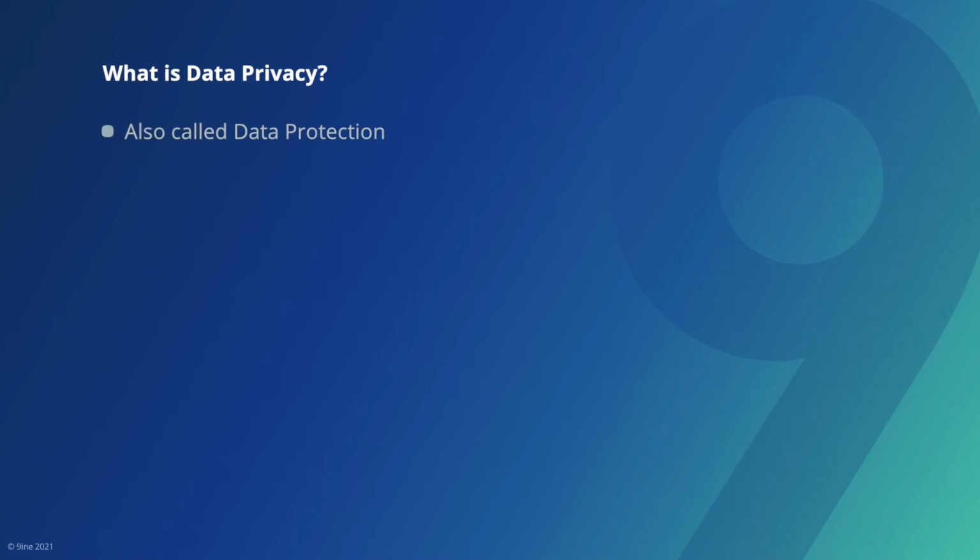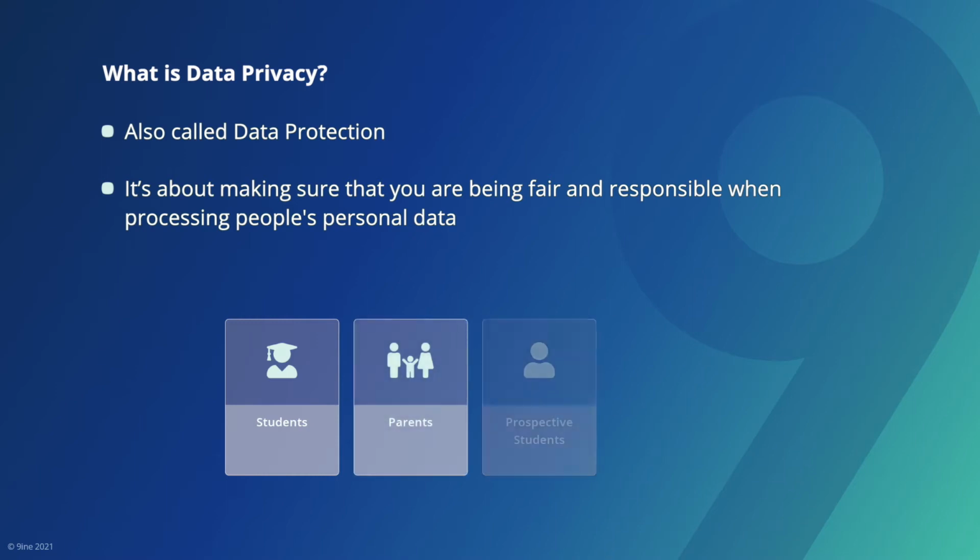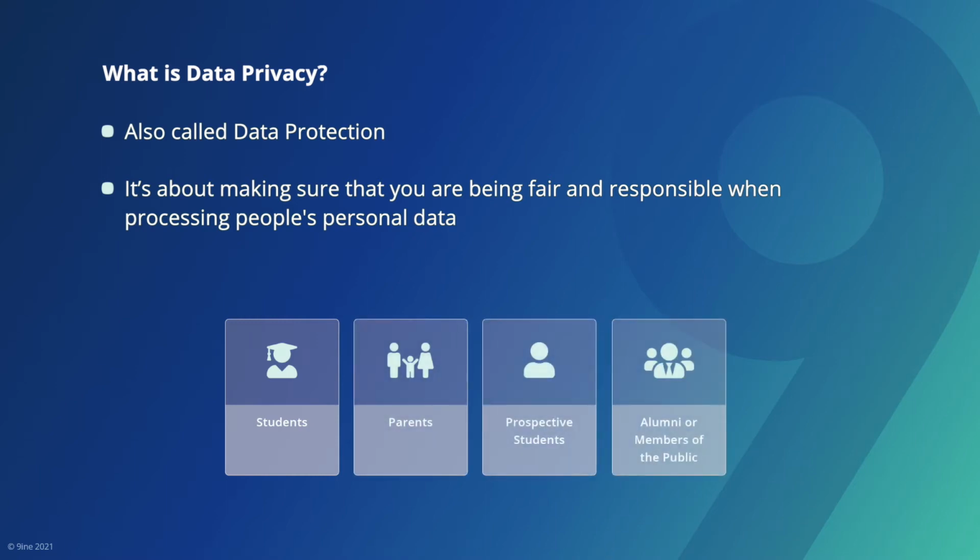Data privacy, also called data protection, is about making sure that you are being fair and responsible when processing people's personal data. These people could be students, parents, prospective students, alumni, or members of the public. They include people in your country, as well as potentially people in other countries. It also includes yourself and your colleagues, which means that your school should take steps to make sure that your personal data is also processed appropriately.